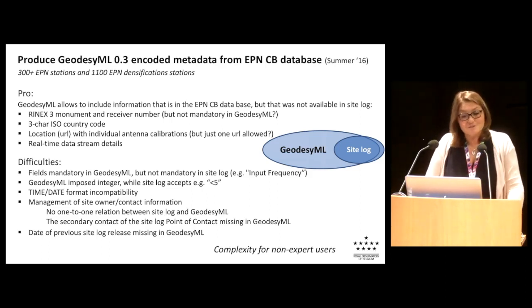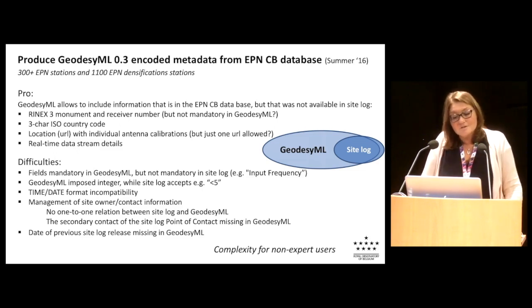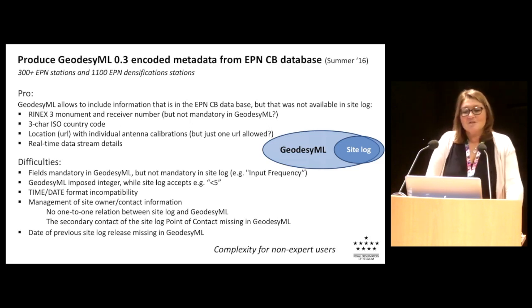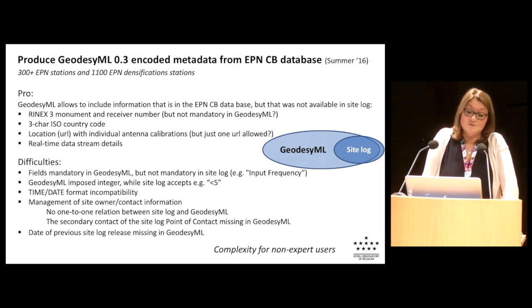Now it was nice to do it because we saw a lot of advantages of using GeodesyML, and the biggest advantage was that GeodesyML allows to include information that is in our database, but presently does not have a place in the site log. And I am thinking, for example, of a very simple example: the RINEX stream, monument and receiver number. Today it's still 00, but I don't expect it will continue to be 00 forever. So we need a place to have it. The three-character ISO code of the country.